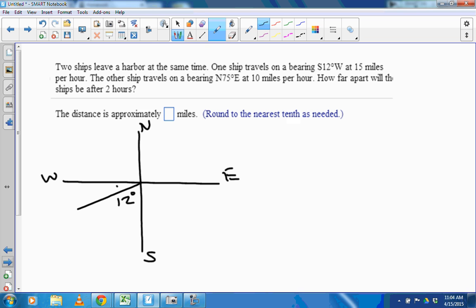Now y'all look, this is real tricky. It doesn't say 15 miles. It says 15 miles per hour. And he's going 2 hours, so it's really 30 miles. Okay?